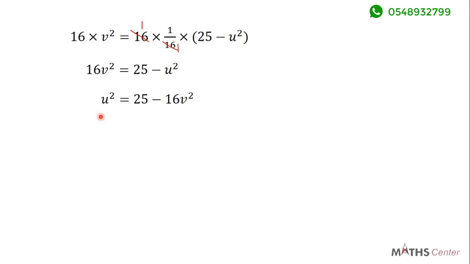So what do we do? We take square root of both sides of the equation. When we take square root of both sides, the squared can cancel the square root sign so that we will be able to obtain u. So I'll take square root of the left hand side, then square root of the right hand side. And this is going to give us u is equal to square root of 25 minus 16v squared. So from here, we have been able to make u the subject of the equation.